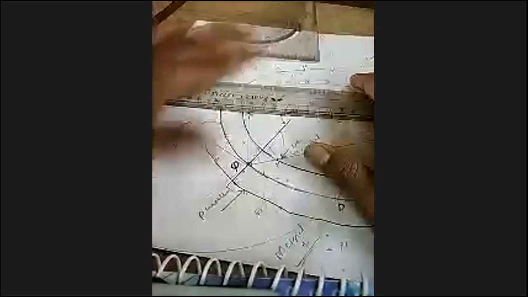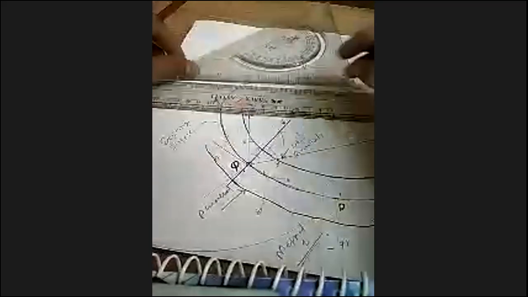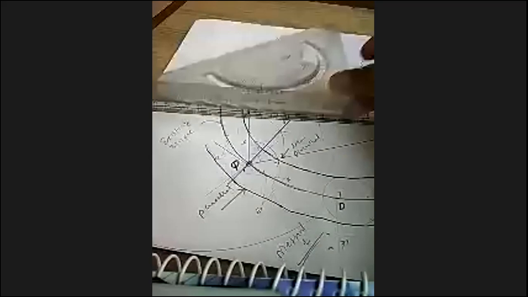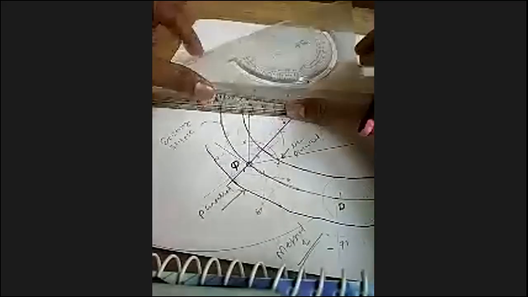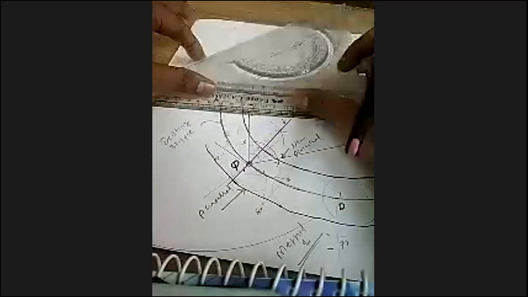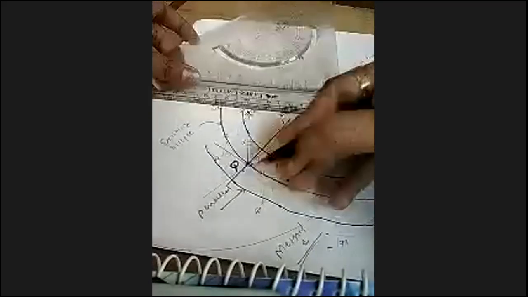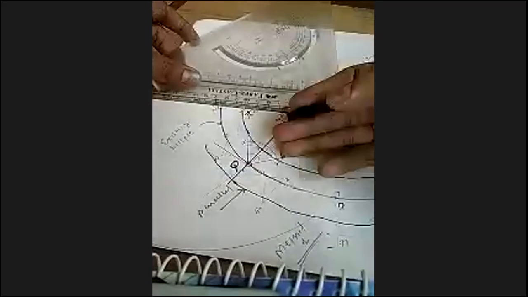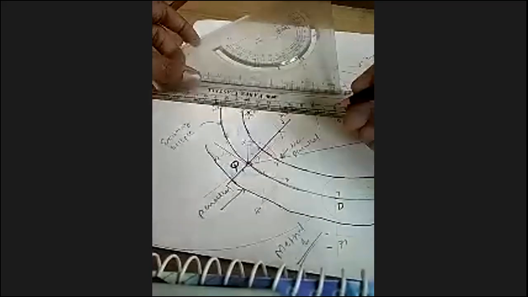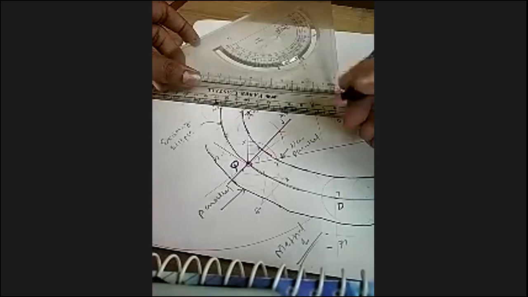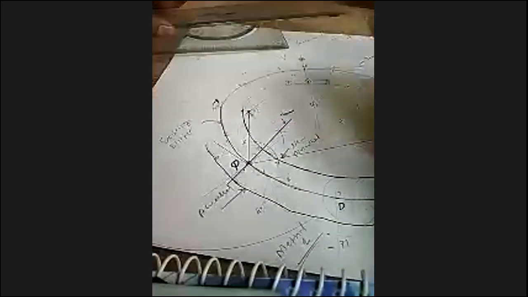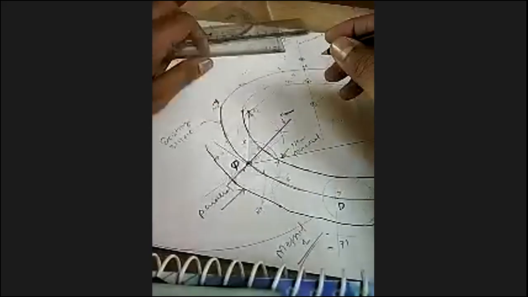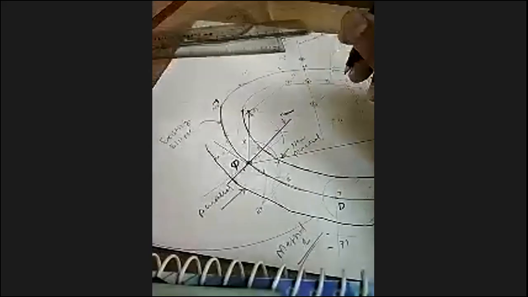I will advise at least you people to have this set square. A set square consists of two pieces. One is this 90, 45, 45 degree, and one is that 30, 60, 90 degree. Fine, so you should have this. See how easy this is, in a few seconds.